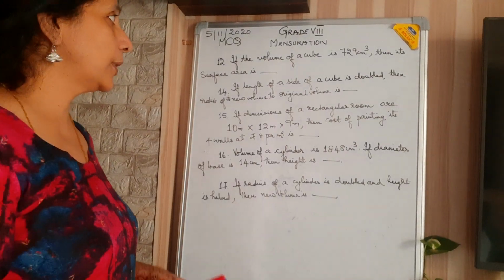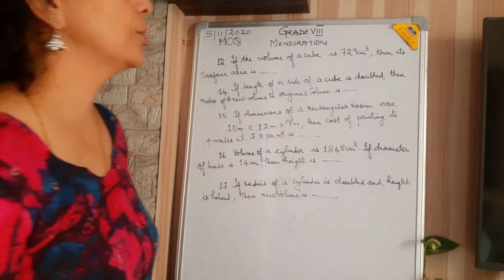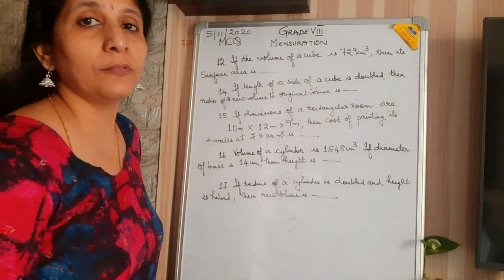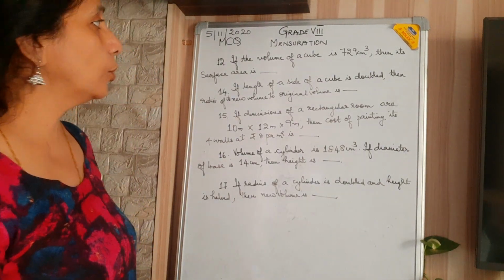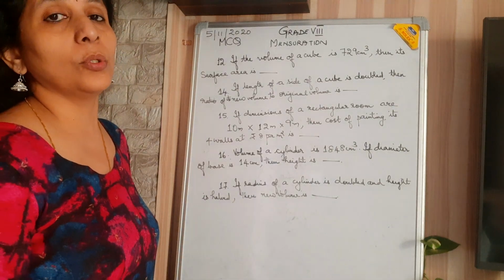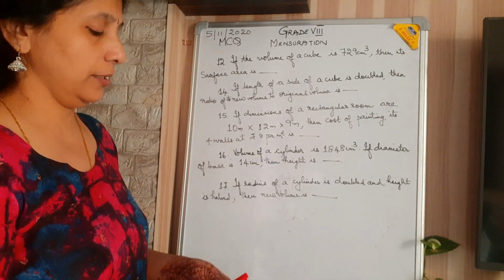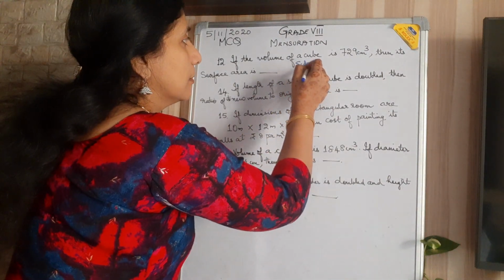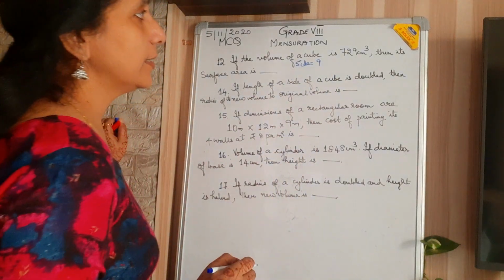That is question number 12. If the volume of a cube is 729 centimeter cube, then find its surface area. What is the formula for the volume of a cube? Volume of a cube is a cube. So a cube is 729. So the cube root of 729 is 9. So you got the side as 9 centimeter.